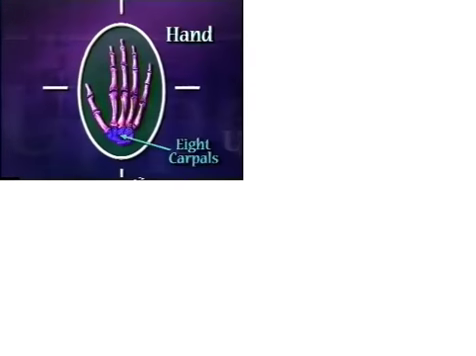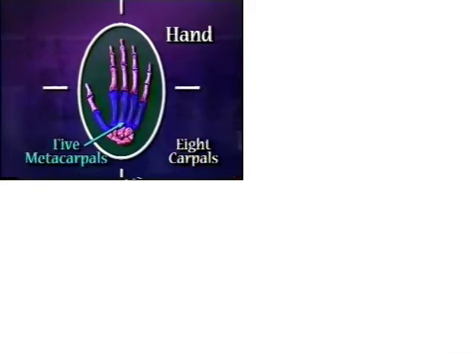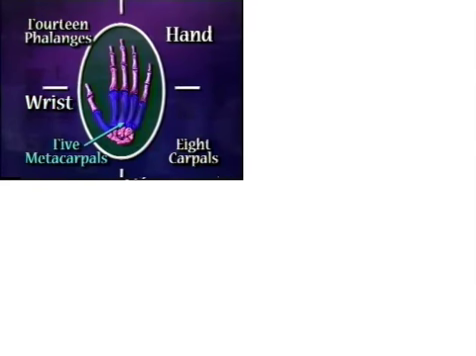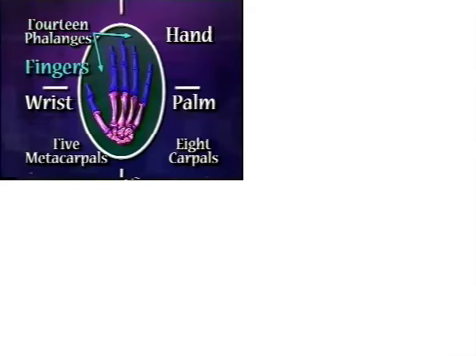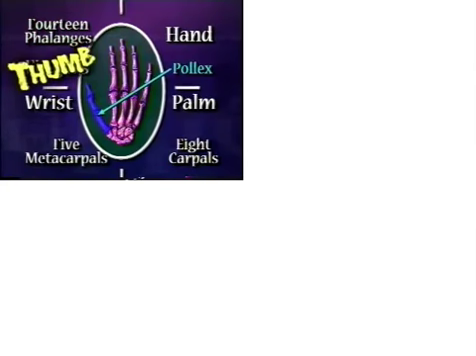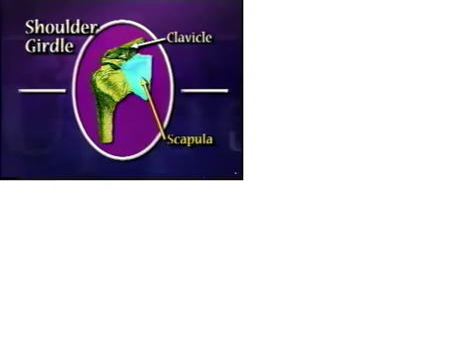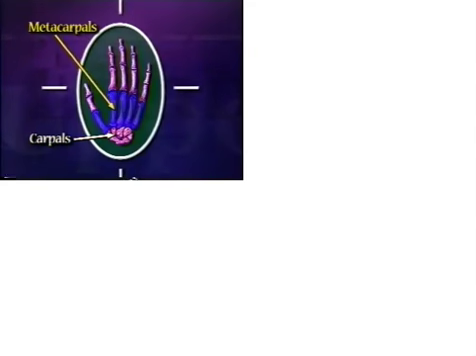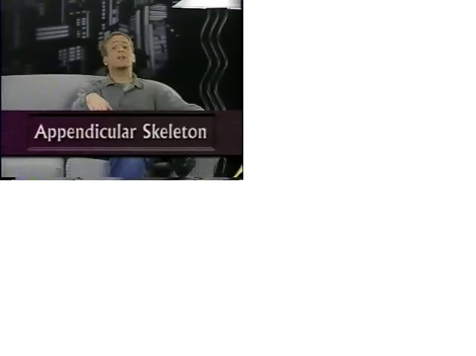So the hand is made up of 8 carpals, 5 metacarpals, and 14 phalanges. The 8 carpals are the bones that form the wrist, where we put our watches and bracelets. The 5 metacarpals make up the palm, and the 14 phalanges give us our fingers and a pollex, which is a fancy word for thumb. There's the shoulder girdle made up of the clavicle and scapula. And then there's the humerus, ulna, radius, 8 carpals, 5 metacarpals, 14 phalanges, and a whole lot of love. And that's it for the upper limbs of the appendicular skeleton.